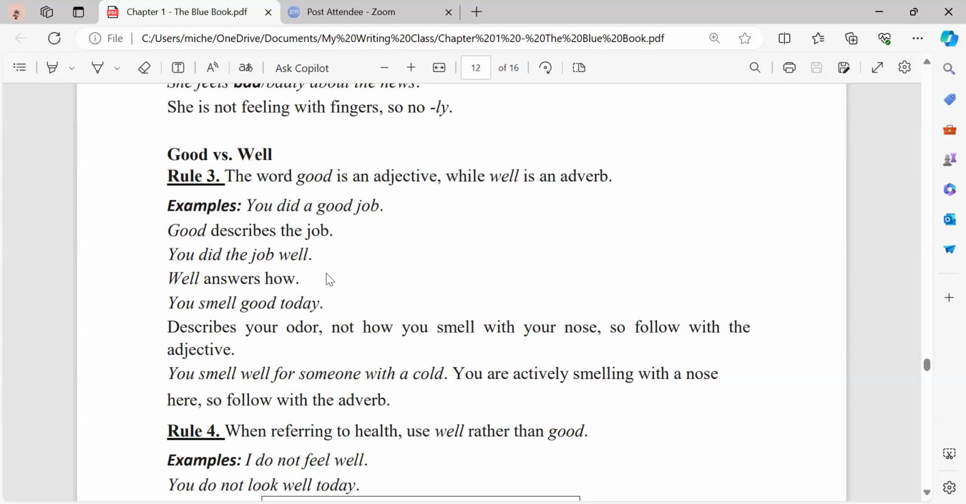So we need to ask ourselves if the sentence itself answers the question how. If it does, then it's an adverb. So well here is an adverb. So that's how we identify it. And then you smell good today. So it describes the odor, not how you smell with your nose, so follow with the adjective. So this is an adjective. That's why we use good right here, because it describes the odor, not how we smell it. We smell well for someone with a cold. Now, we are actively smelling with our nose. So that's why we use an adverb right here, which is well, smell well. So that's sort of like the difference.